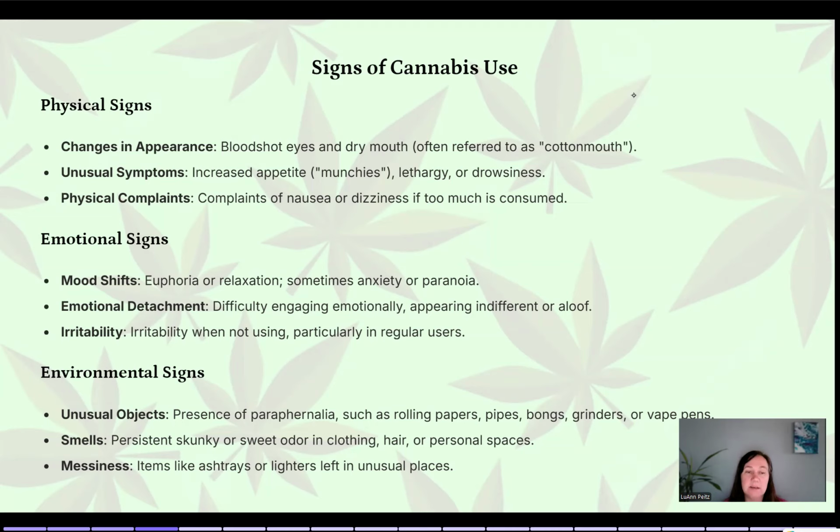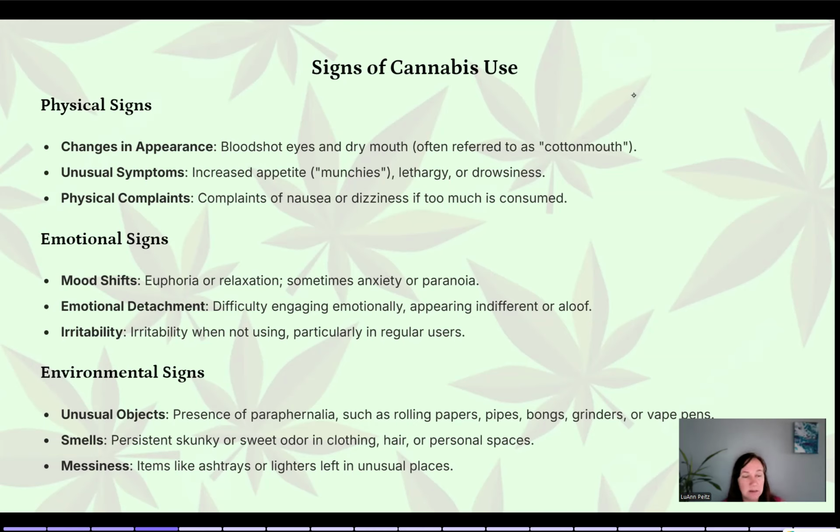Emotional detachment. Do they have difficulty engaging emotionally, appearing indifferent or aloof? Are they irritable? Irritability tends to manifest when they're not using, particularly in regular users.